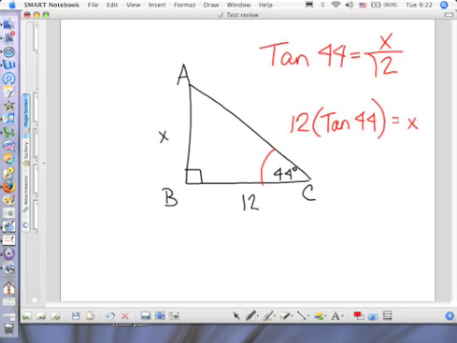To get x by itself, we would have to multiply both sides by 12. So you're entering 12 times the tangent of 44. It's 11.58 or 11.6. You will have directions on your test on how to round and what place to round to. That's all you want us to find? For this type of example. Yeah.